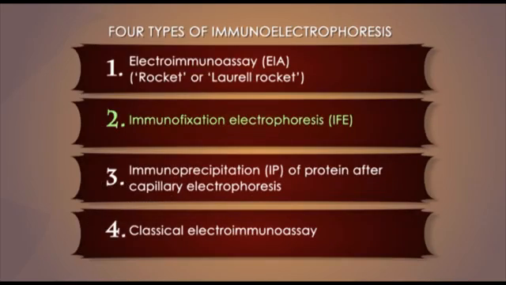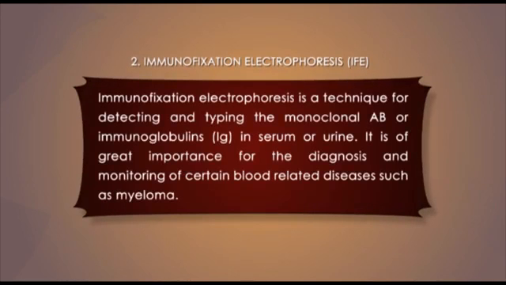Number 2, immunofixation electrophoresis. Immunofixation electrophoresis is a technique for detecting and typing the monoclonal antibody or immunoglobulins, that is IG, in serum or urine. It is of great importance for the diagnosis and monitoring of certain blood-related diseases such as myeloma. It takes place in 2 steps.